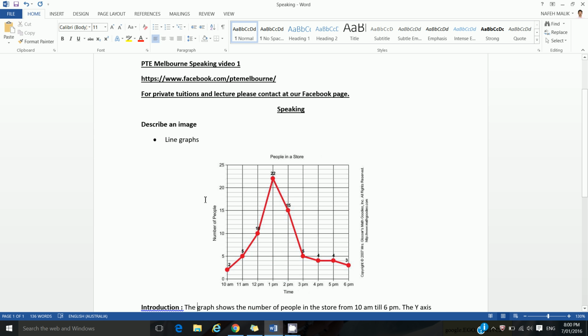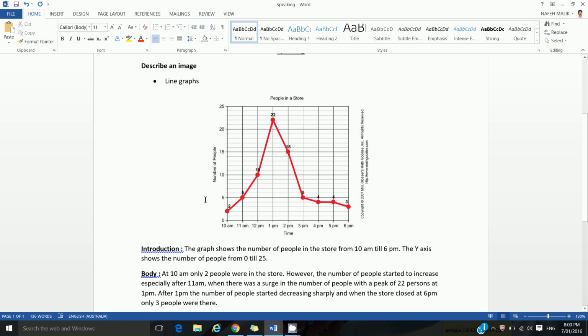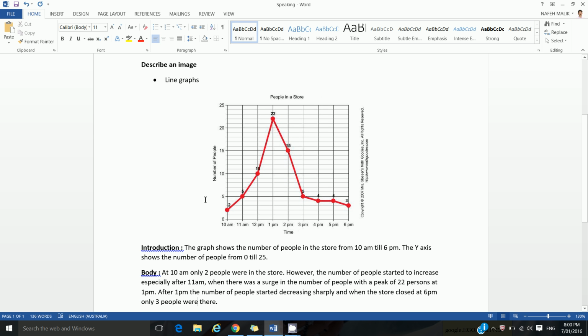So let's get started with the line graphs. Okay, this is a normal line graph that usually comes in a PTE exam. What we do is, first of all, let me tell you something. There are three things in any graph or image that you have to discuss. First is the introduction, second is the body, and third is the conclusion. Conclusion is very, very important.